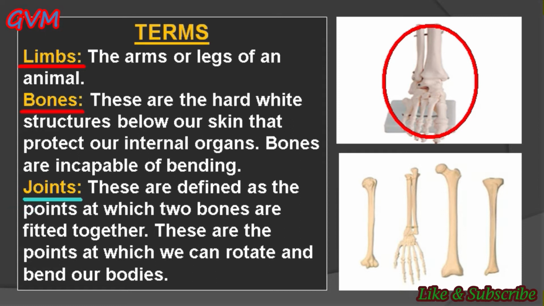Next, joints. Students, joints are that part of the human skeleton where generally two bones are fitted together. Means to say, the points at which two bones are joined together are called joints. And these joints are the points in our body at which we can rotate and bend our bodies.